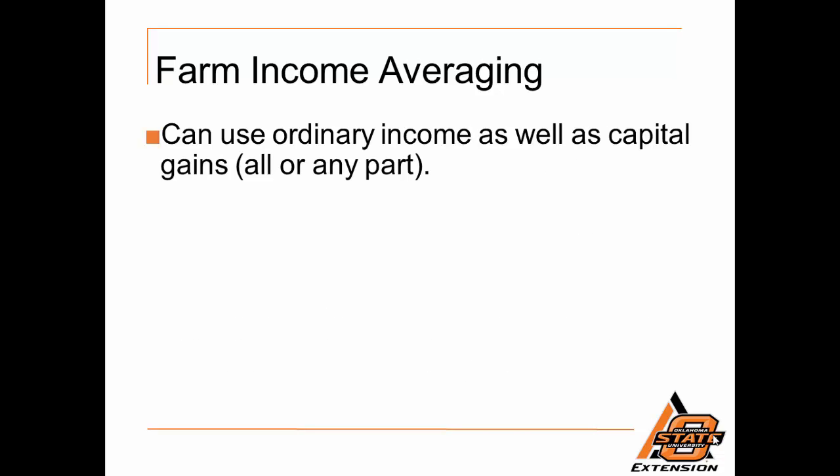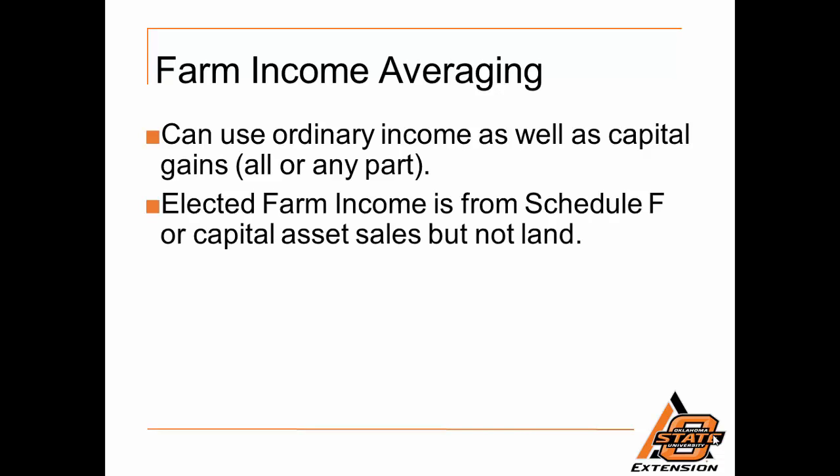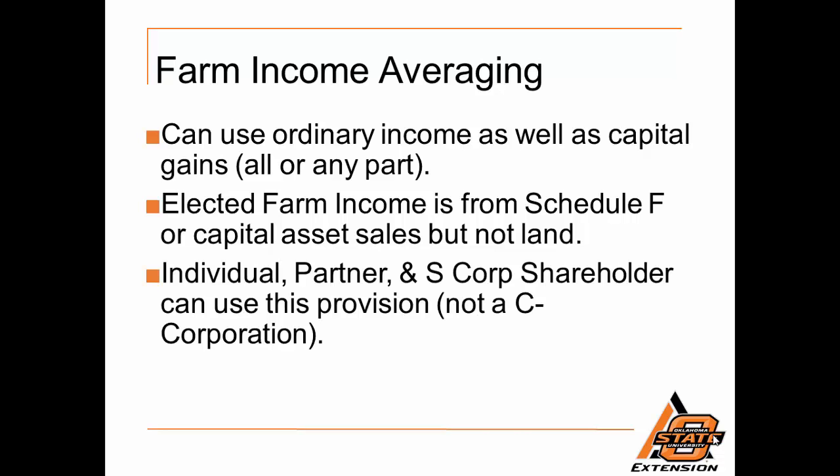So we use ordinary income from the farm as well as capital gains. The only thing that can't be used from the capital gains side is the farm, the sellable farm land. So if you sold breeding livestock that was raised, you could offset the capital gain. There's what they call elected farm income. That's Schedule F income and capital assets, not land. So you can pick and choose what you want to move.